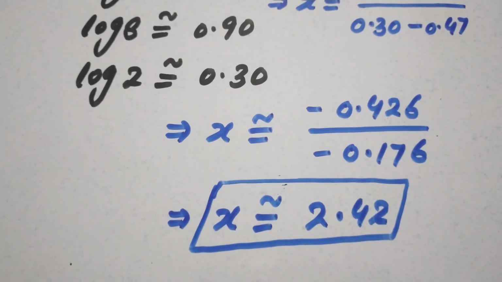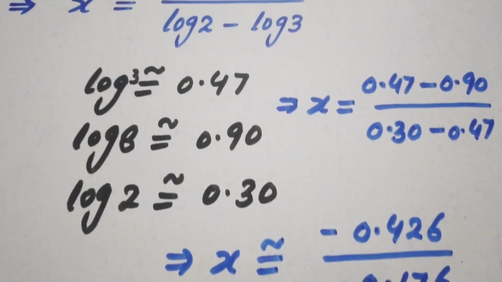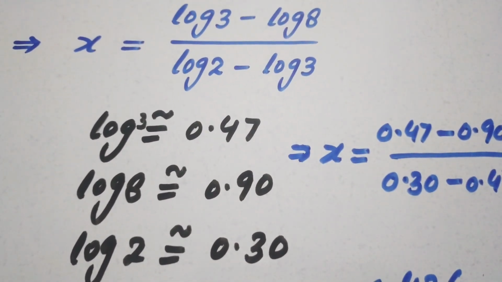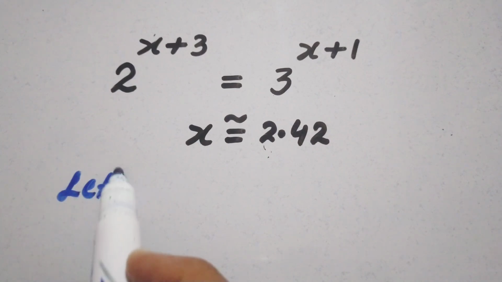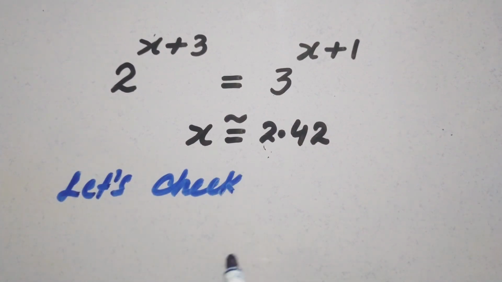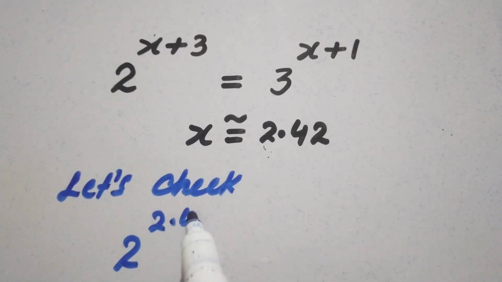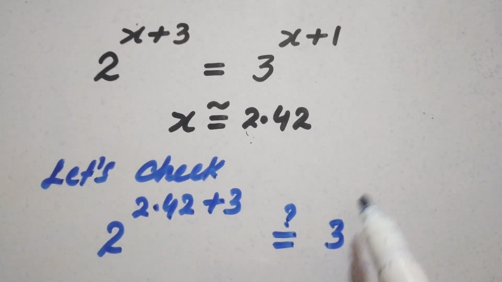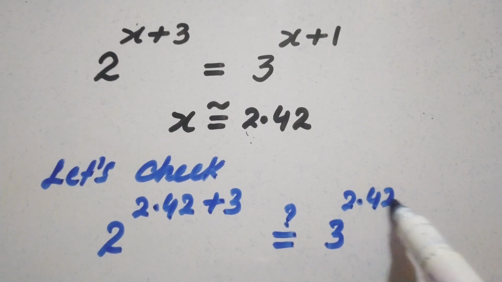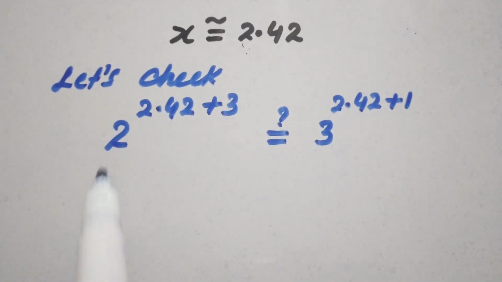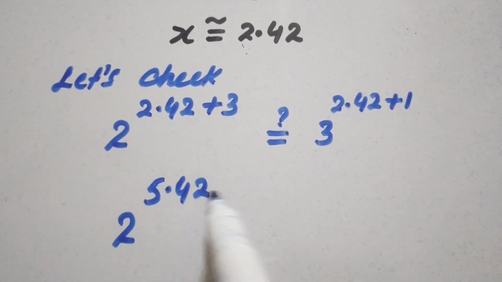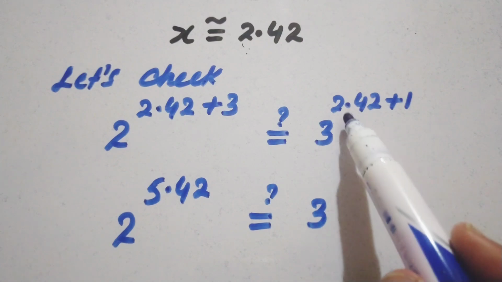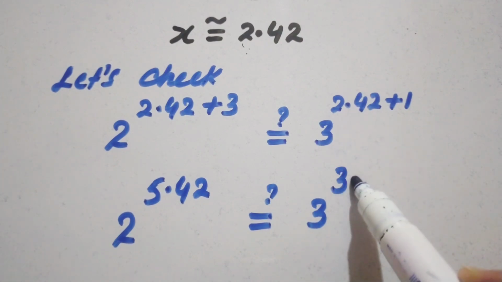Now let's verify whether this value of x satisfies the given question or not. Using the value of x here, this will become 2 power x plus 3, x is 2.42 plus 3. Whether this is equal or not equal to 3 power x plus 1, means 2.42 plus 1. So now 2 power 2.42 plus 3, this is 5.42, and at the right hand side this will become 3 power 2.42 plus 1, this is 3.42.